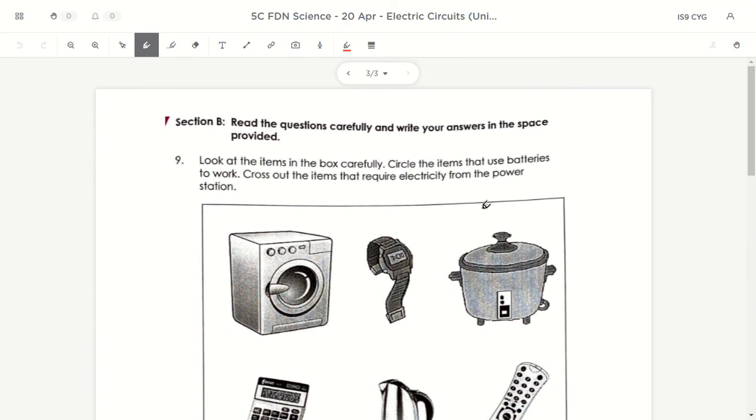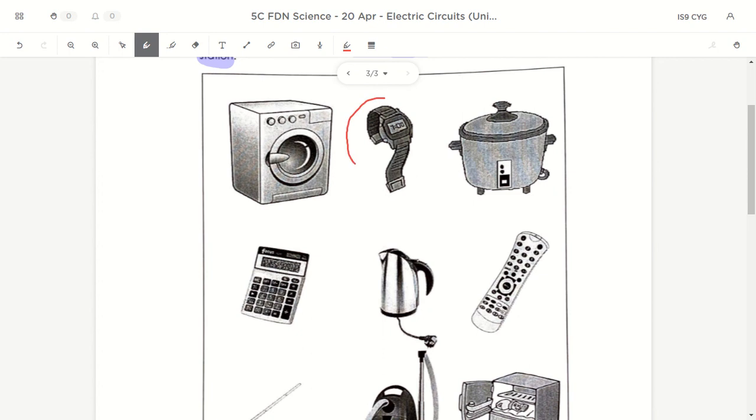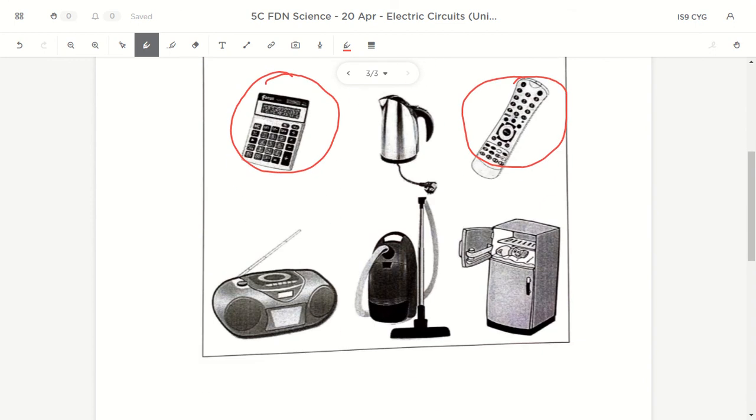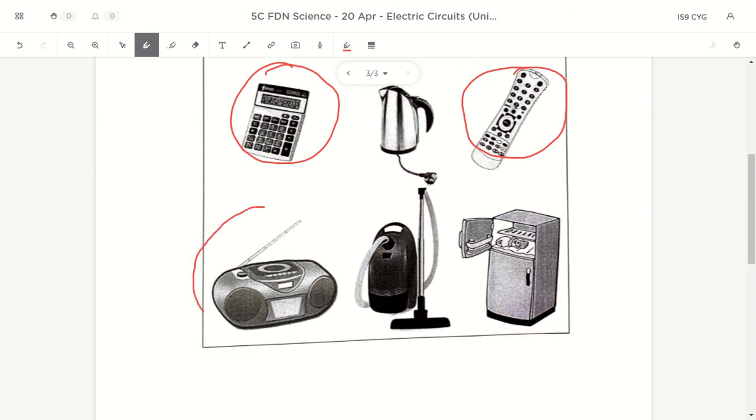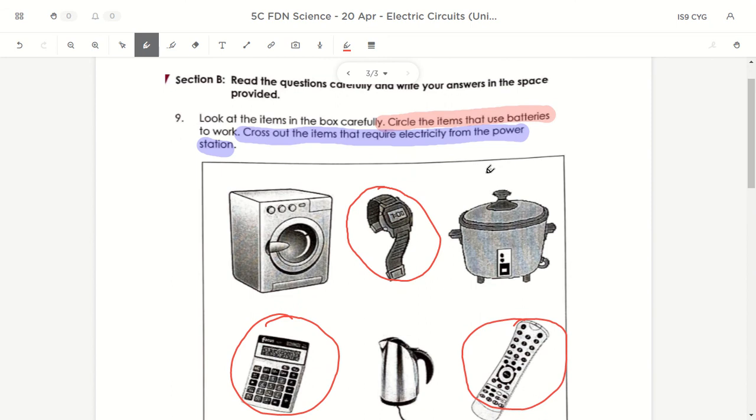Okay, what you need to do over here is quite fun. I feel that this is very fun. You need to circle the items that use batteries, and on the other hand, cross out the items that use electricity from the power plant. That means which ones you can use with batteries and they work, and which ones you must plug into the power socket for them to work. So let's circle the items that use batteries first. A watch uses batteries, a calculator uses batteries, a remote control uses batteries. This radio actually uses batteries, especially at the back. If you see, there are batteries there, and that is all that uses batteries. The rest you need to plug into the power plug.